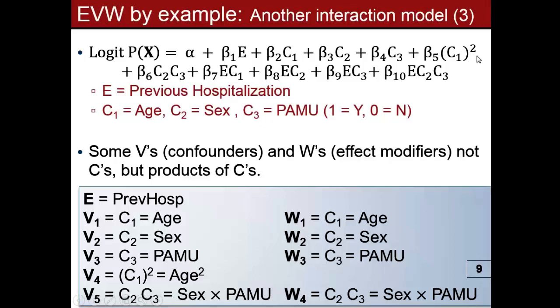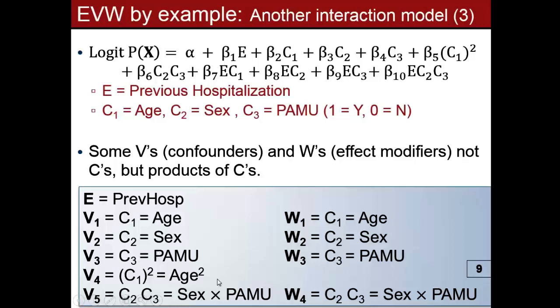This quadratic term is still being controlled for in a confounding kind of way. Right, you are controlling for the age squared so that you might better understand the exposure-disease relationship. And therefore, I'm actually going to call age squared another V4. It, too, is another confounding term.